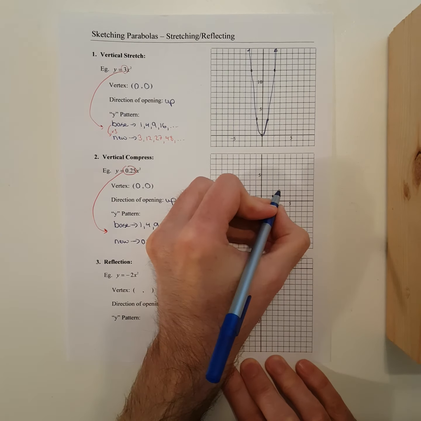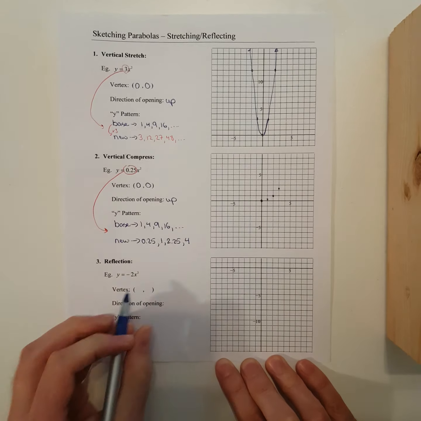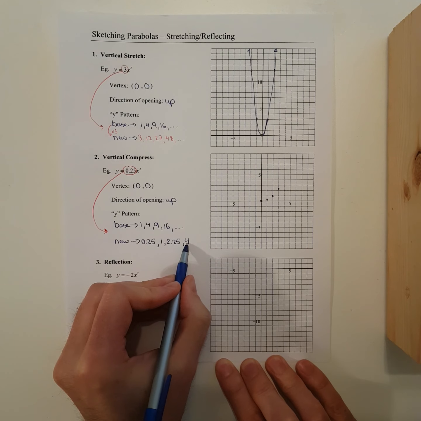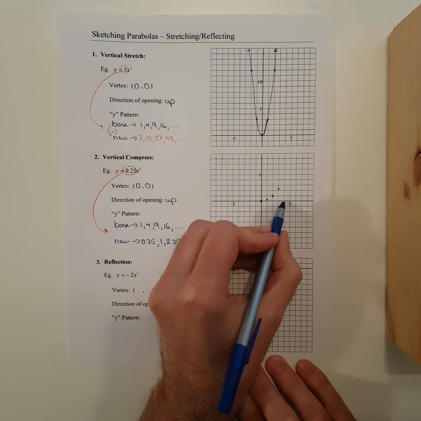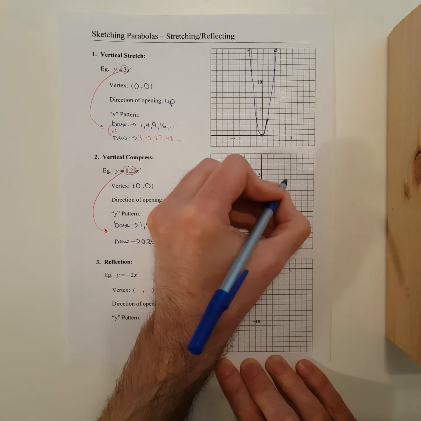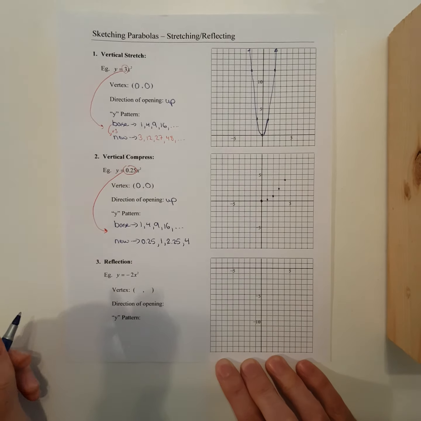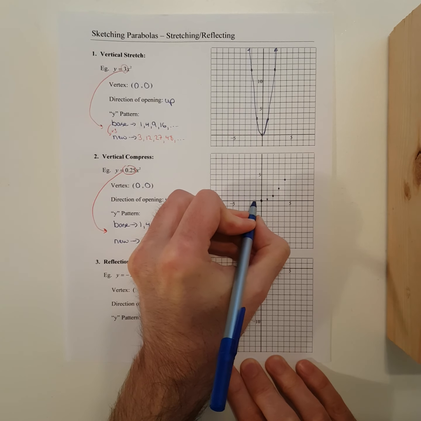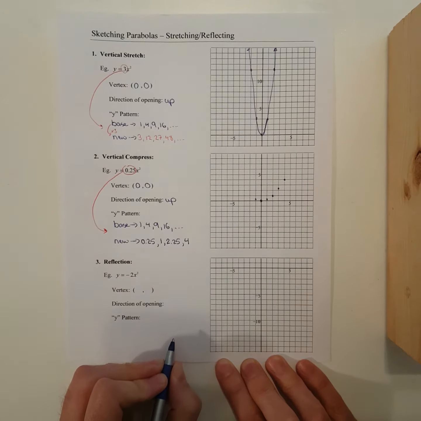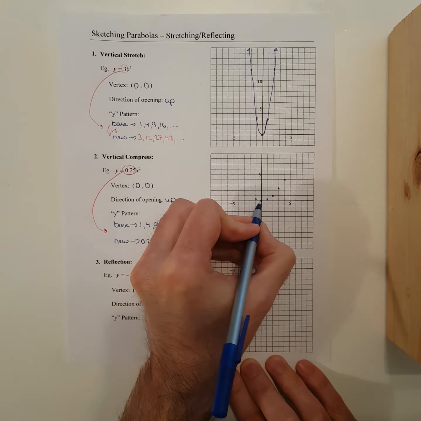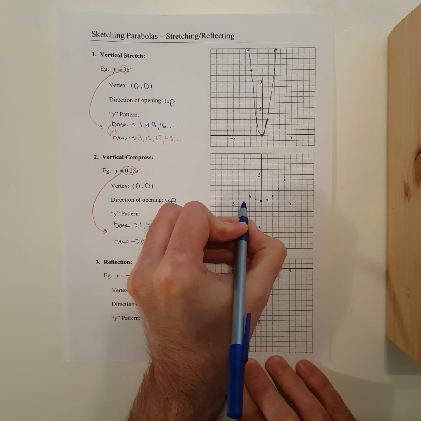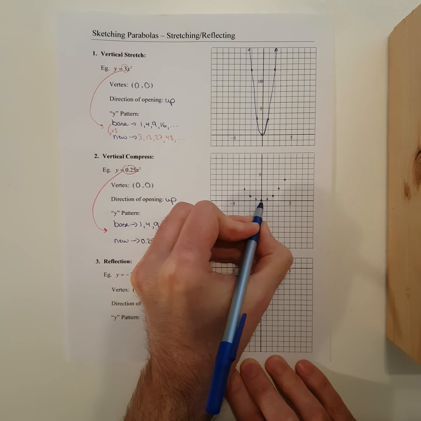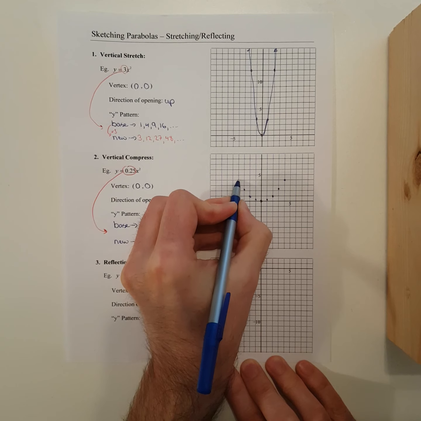So there's 2.25. And if I come over 4 spaces, I'm now going to go up 4. So 1, 2, 3, 4, 1, 2, 3, 4. If we copy those points onto the other side, we use the exact same y values here. Over 3 was up 2.25, and over 4 was up 4.